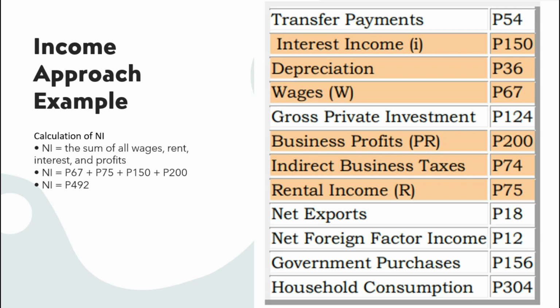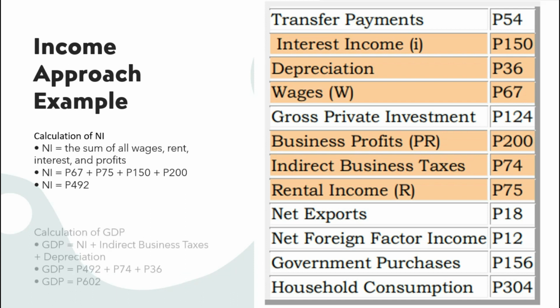We also have the interest. The interest income is 150, plus the profit that we can see here. We also have business profit, so 200 pesos. The total national income is 492 pesos. So now that we have the national income, we can calculate the GDP under the income approach.